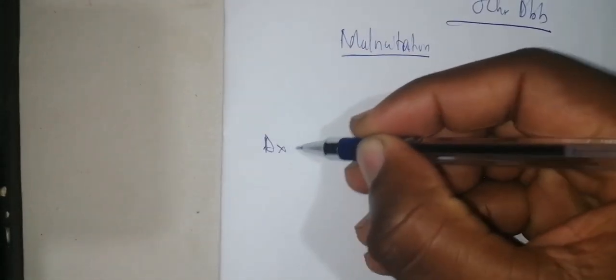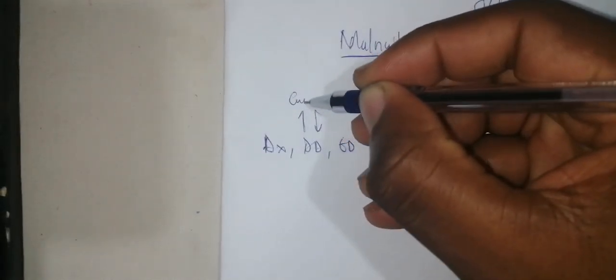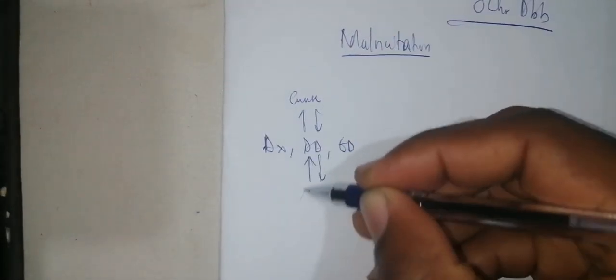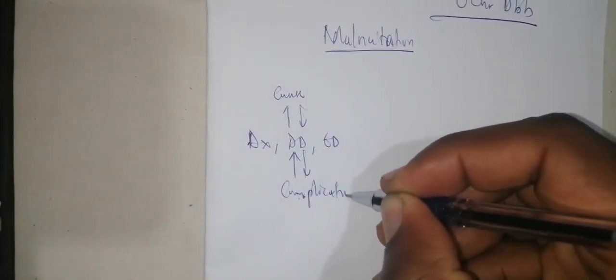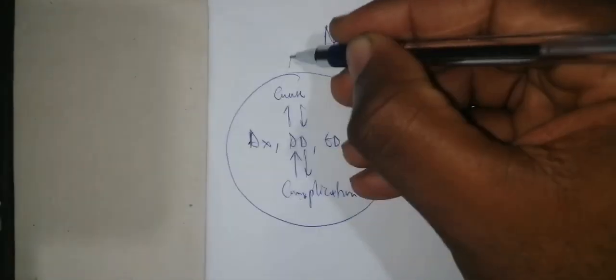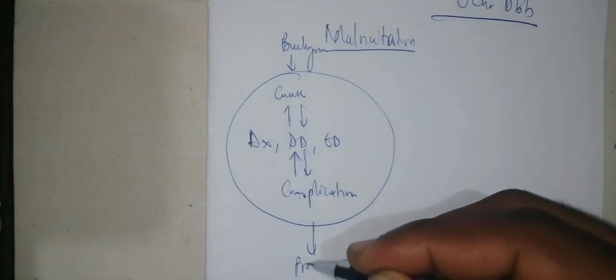In this tutorial, we're going to see malnutrition. And to see malnutrition, we are going to use the SchrDbb algorithm. We're going to start with the disease, then we go to differential diagnosis, then the endemic disease. We have the cause, then down we have the complication. The complication, you have the background, and down is the prognosis.